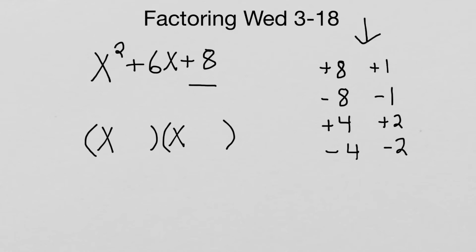Now, one of those sets is going to add together to give me plus 6. Let's do this. I'm going to go one at a time. All right? 8 plus 1, that's 9. That's not the right one. Minus 8 plus minus 1 gives me minus 9. That's not right. Positive 4 plus 2, add those together, I get plus 6. That's my winner. All I do is bring that over there. Positive 4, positive 2. I'm done. So the answer to x squared plus 6x plus 8 factored is x plus 4 times x plus 2.